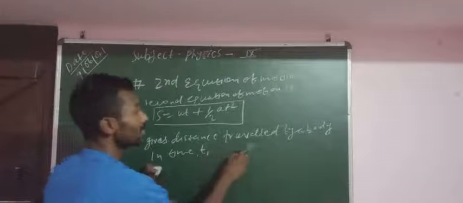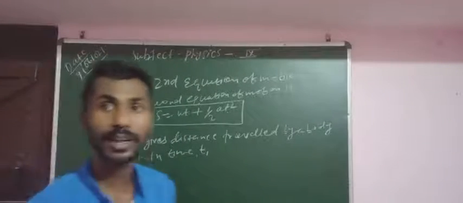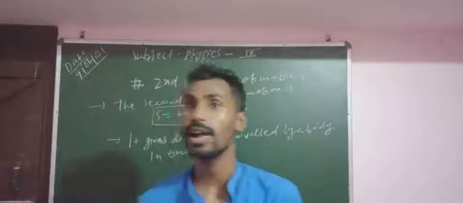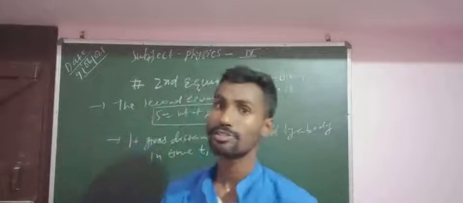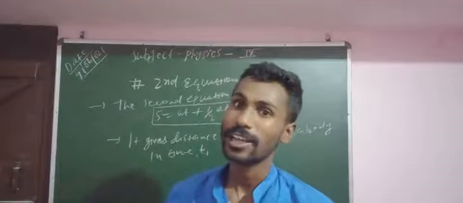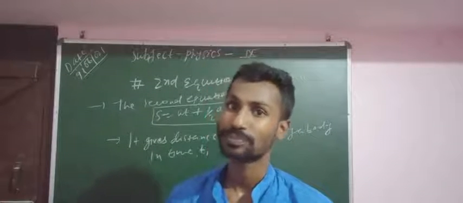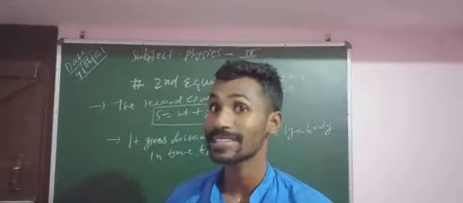It gives the distance traveled by a body in time t, that means any object, in time t how much distance will it travel. Suppose that we know the initial velocity of the body, and the acceleration of the body is known and time is known. Suppose under these three conditions, how much distance will the body travel?